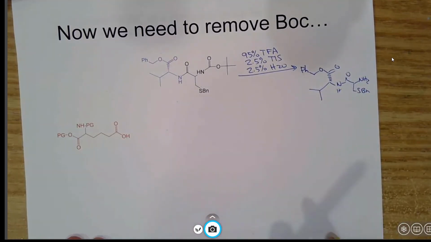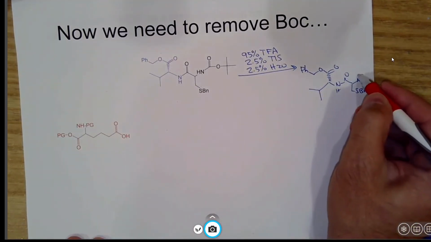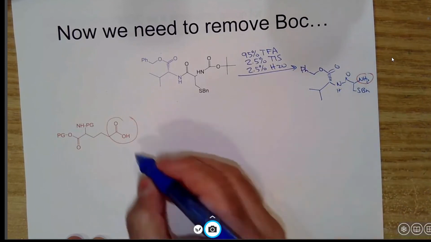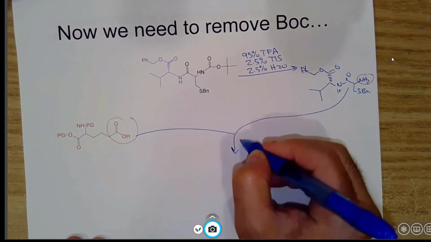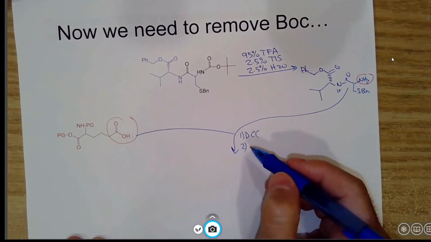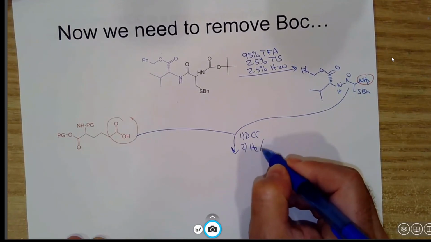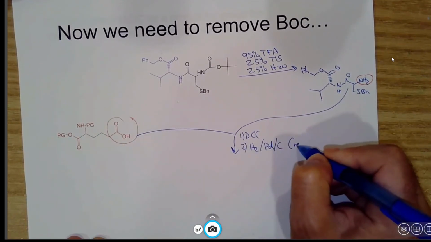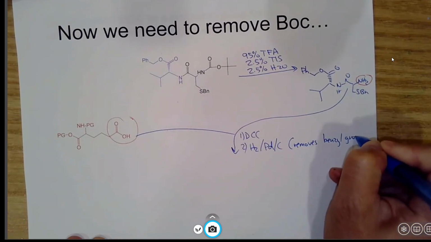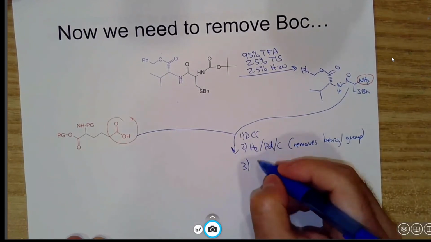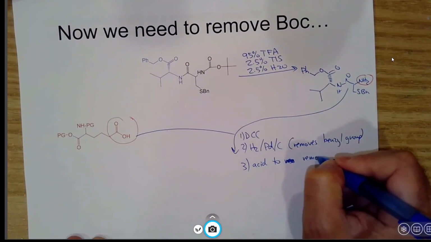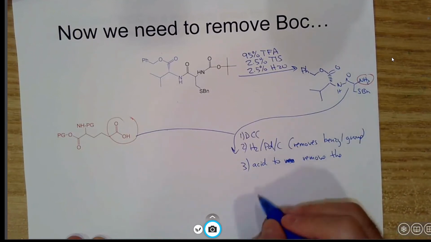And then what we're going to do now is we're going to get this amine here, and it needs to react with this group here. So we're going to put these two together, add DCC to activate the carboxylic acid, and then we need to remove the benzyl group. We're going to use H2 over Pd/C, hydrogenation. You've seen this before. And then number 3, you need an acid to remove the last Boc.